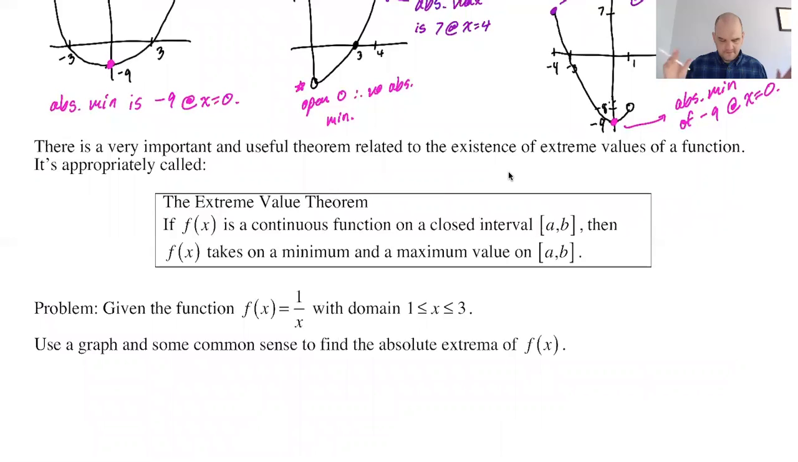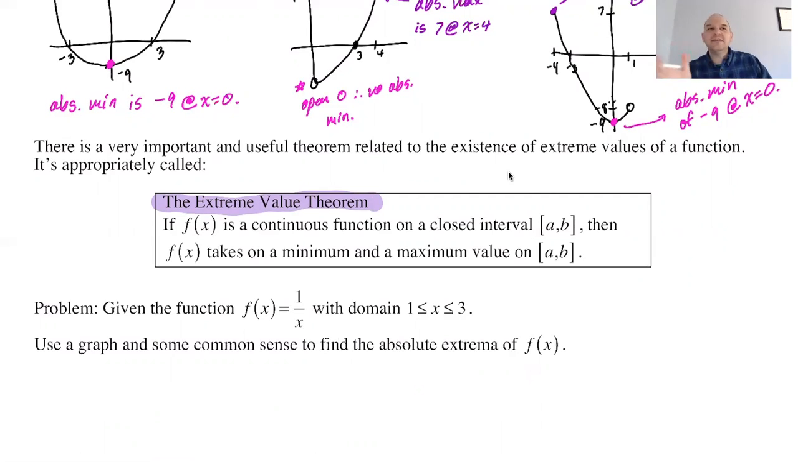So what does it say? The extreme value theorem. So this is highlight worthy. Extreme value theorem says if f of x is continuous on a closed interval from a to b, so it must be continuous, doesn't need to be differentiable, just continuous on a closed interval from a to b, then f of x takes on a minimum and a maximum value on a to b.